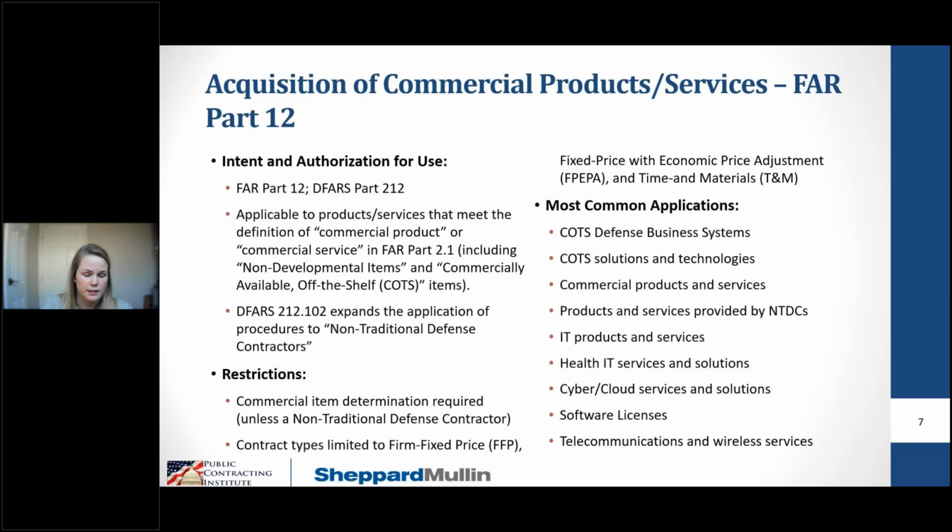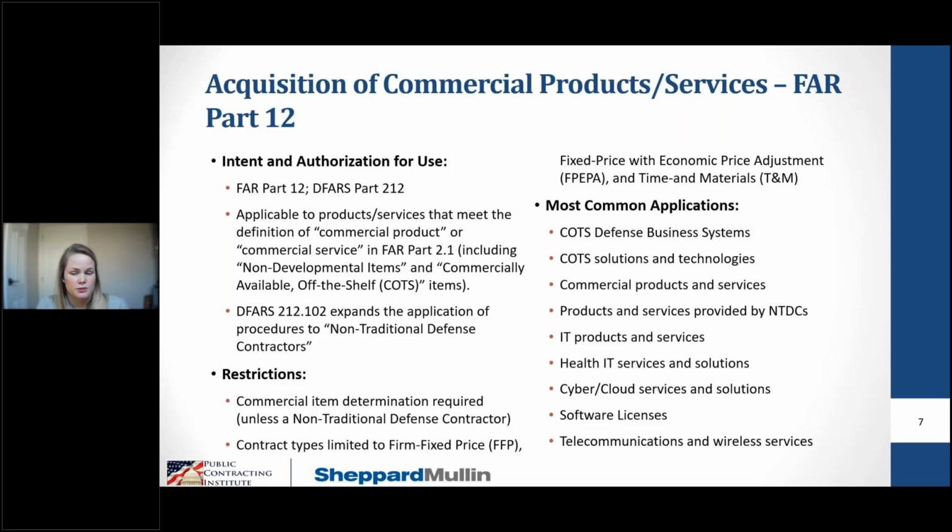So, some important limitations. Obviously FAR Part 12 can only be used if you're dealing with commercial products and services, non-developmental items, or non-traditional defense contractors if you're in the DoD space. Typically, this requires a written commerciality determination by the contracting officer that acknowledges your product as commercial. It's not something you can usually just say, oh, I offer a commercial product, and the government's going to believe you. There usually has to be some written determination.